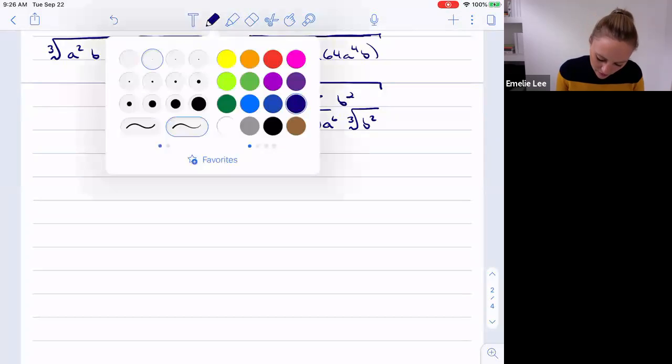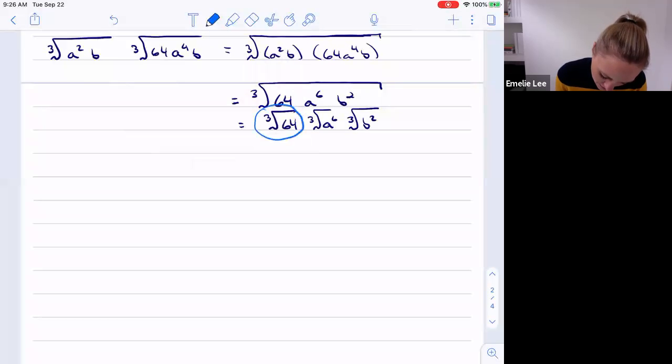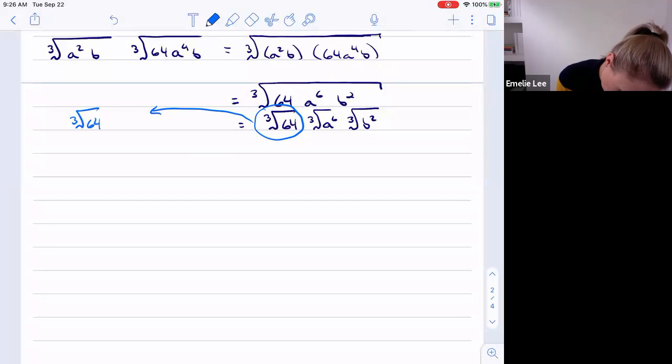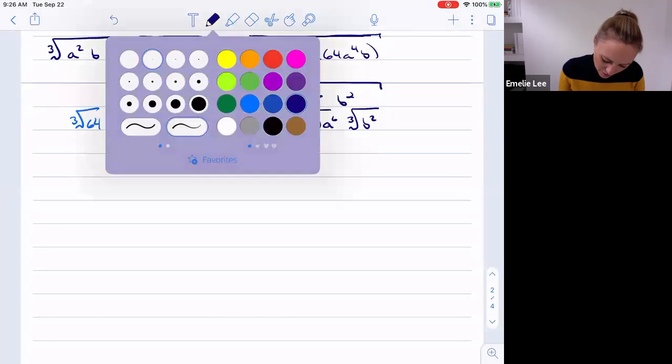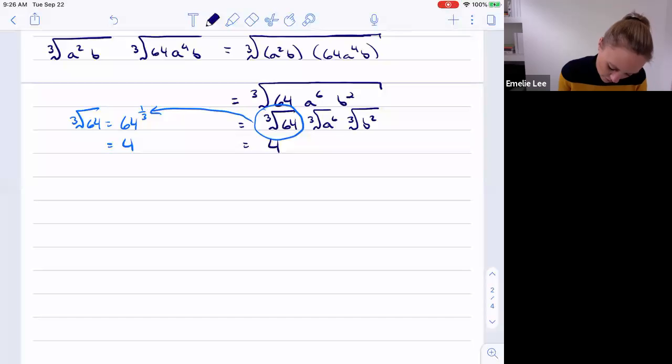So remember to check this on your calculator: the third root of 64 is 64 to the power of 1 over 3. So let's try it. 64 to the power of 1 over 3 gives me a nice 4. So I'd way rather be dealing with that, so that's what I'm going to swap out here. Equals 4. And then I've got times a to the 6th to the 1 over 3.